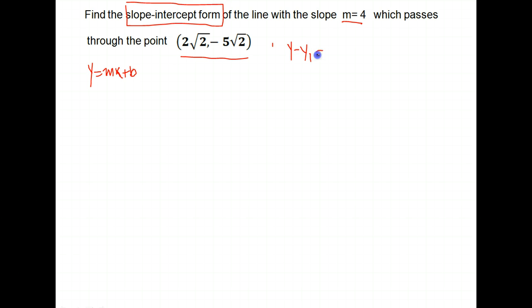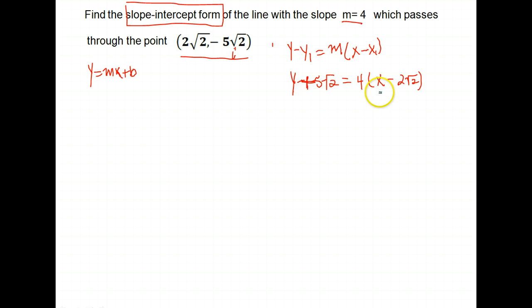The y minus y1 equals m times x minus x1. We're going to plug our numbers in that we have. We have y minus the y from our point was negative 5 root 2 equals our slope of 4 times x minus the x from our point, which was 2 root 2. Okay, we want to simplify as much as we can here. We have minus a negative, so I'm just going to go ahead and change that to a plus right here.